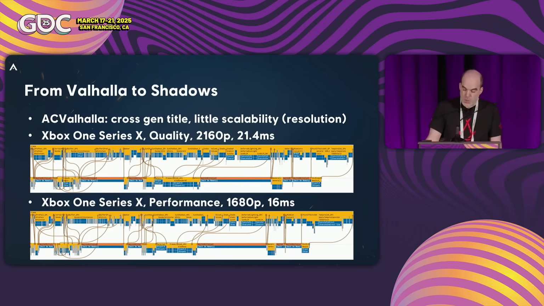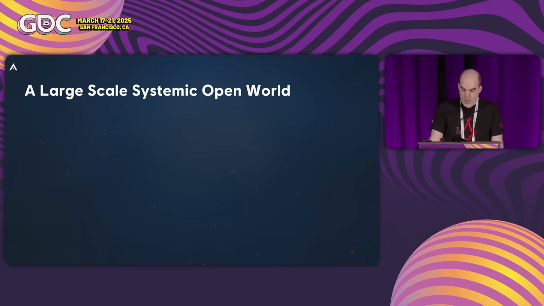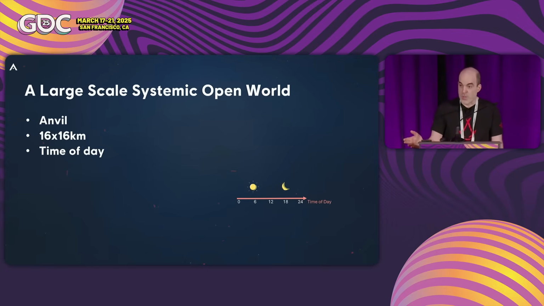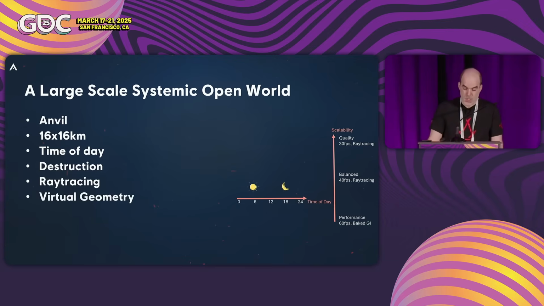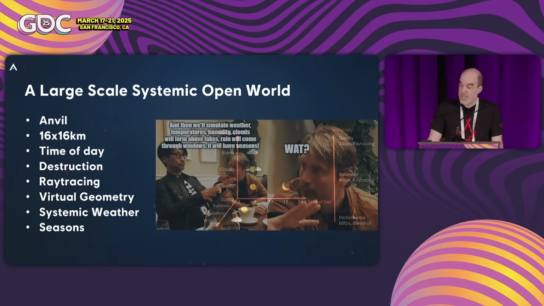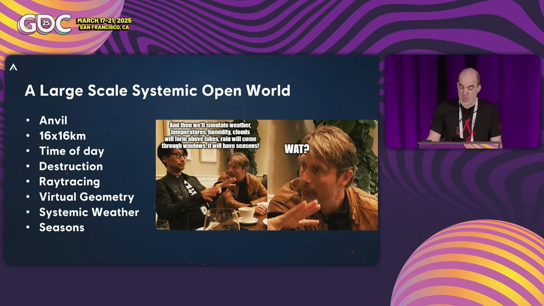So looking at this, when we started working on Shadows, we knew we wanted to push the scalability to the next level. So what is the scope of Shadows? It's made with Anvil, obviously. It's a 16 by 16 kilometers open world and has a time of day. So far so good, it's Valhalla. Then it has also massive destruction, ray tracing, virtualized geometry, and I'm not finished. It also has systemic weather and seasons. And I swear I don't work for this guy here, but when I saw this list at the start of the project, I probably made the same face.